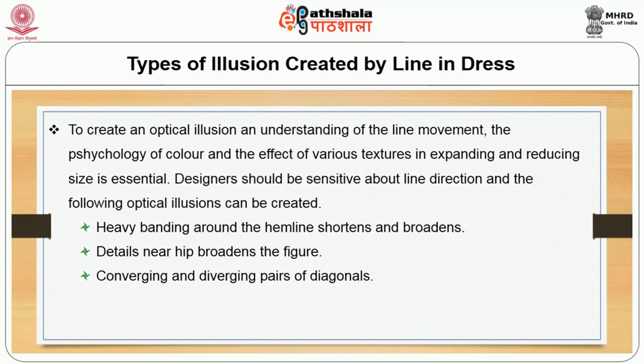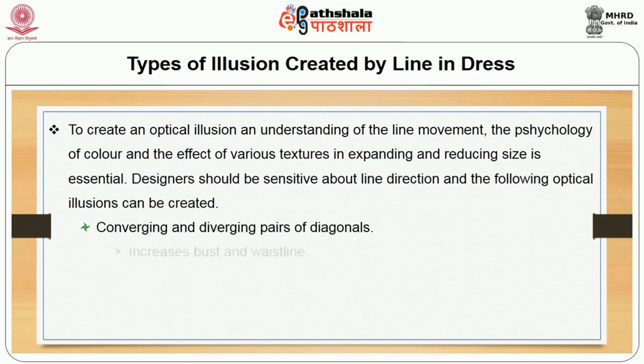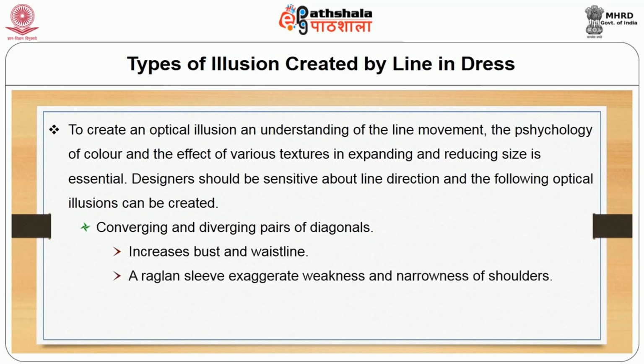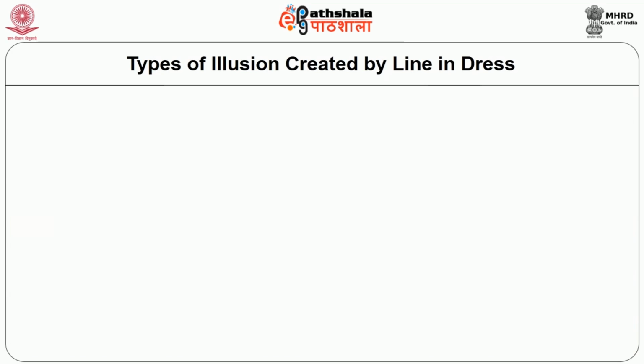Converging and diverging pairs of diagonals will broaden the shoulder, increase the hip and seam lines, and increase the bust and waist lines. A raglan sleeve also exaggerates weakness and narrowness of the shoulders. Satin sleeves strengthen the shoulders.